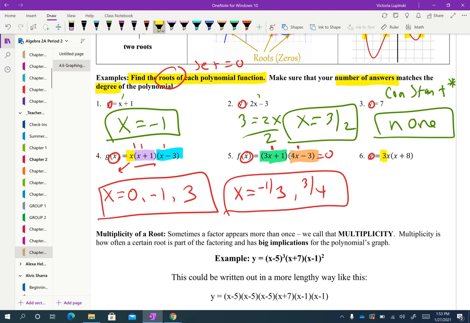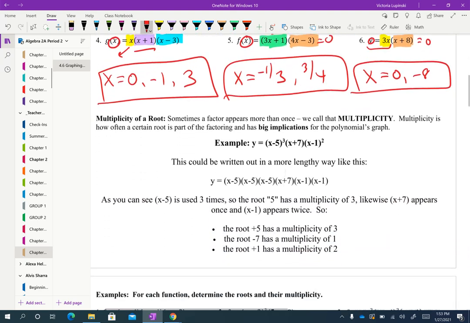Finally, for this last one, 3x is its own quantity. x plus 8 is its other quantity. If you were to set 3x equal to 0, you would divide that 3 away and simply be left with a 0. Whereas if you set x plus 8 equal to 0, you would get an answer of negative 8. So hopefully everything in these first 6 examples makes sense. Hopefully it's not even new, but you have to have as many solutions as the degree. And if you have factored form, which these are, you're going to set each parentheses equal to 0 and solve.